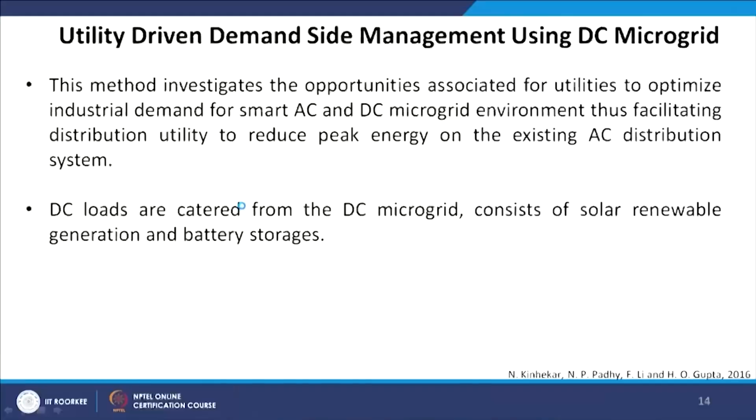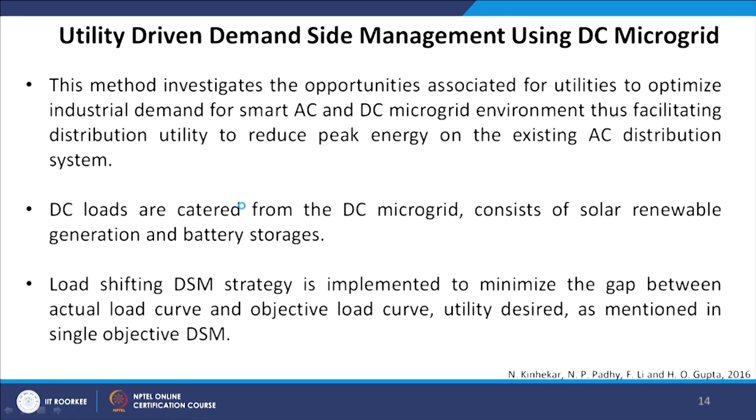Now, DC loads are catered from the DC microgrid consisting of solar, renewable generation and battery storage, whereas the load shifting DSM strategy is implemented to minimize the gap between the actual load curve and the objective load curve that the utility desired, as mentioned in our single objective demand side management program. Utility driven DSM program using DC microgrid becomes an important aspect, because when we have a smart grid in place, the DSM objective can easily be achieved.